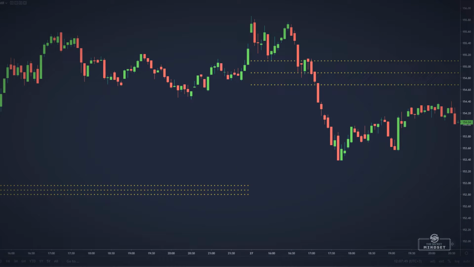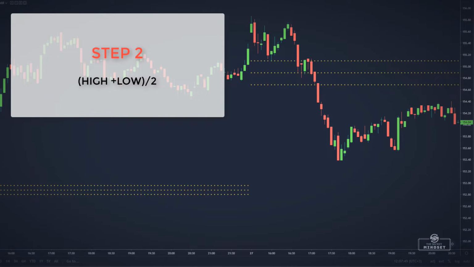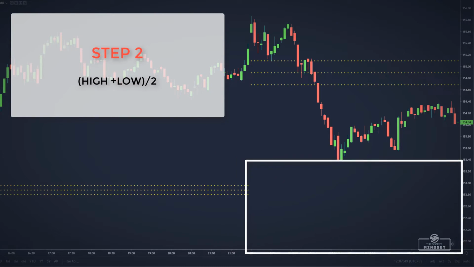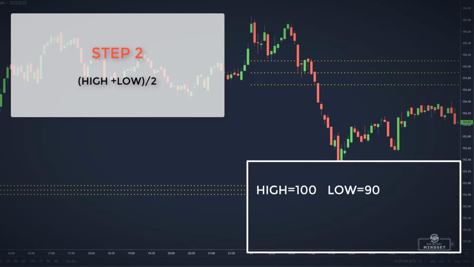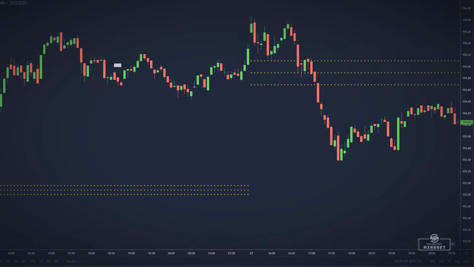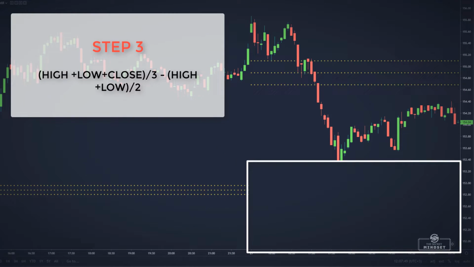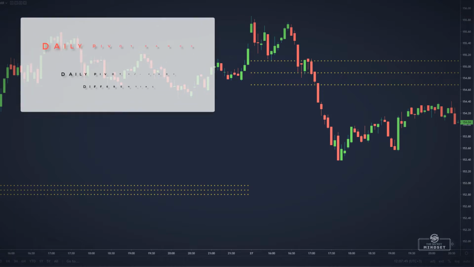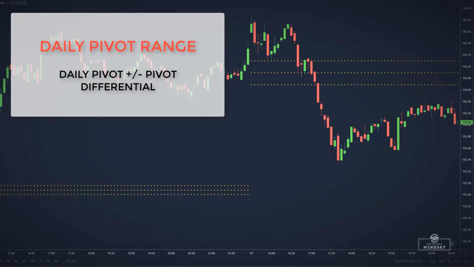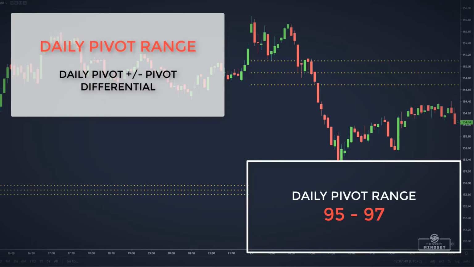Now you add the high and the low and divide the amount by 2. In this example, adding the high of 100 and the low of 90, then dividing by 2 would give you 95. Then we calculate the difference between the daily pivot number that we previously calculated, 96, and the number we calculated before, 95. The result, 1 point, is the daily pivot differential. The daily pivot range is equal to the pivot number plus and minus the pivot differential. In this case, the pivot range would be 96 plus 1 and 96 minus 1.